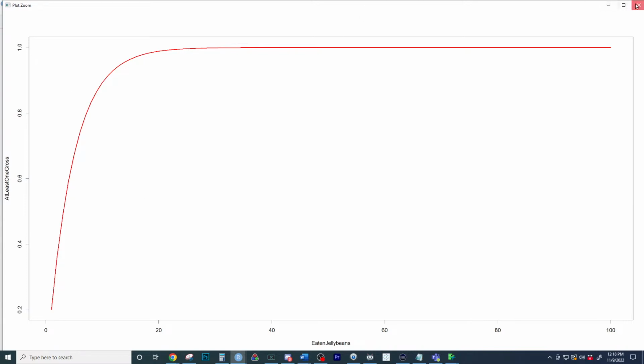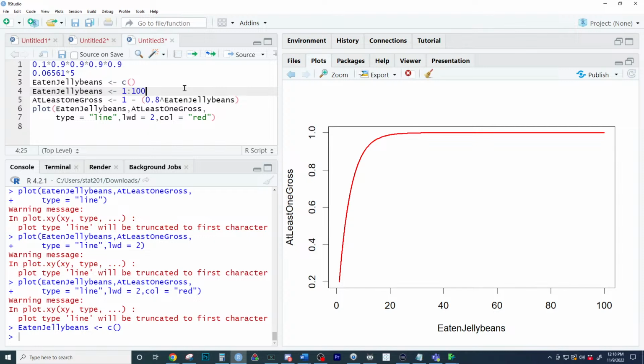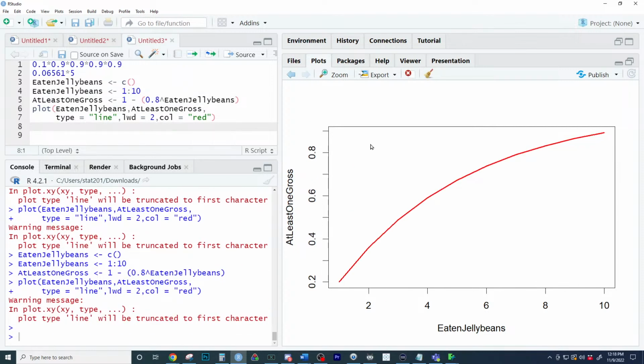As you eat more jelly beans, and here I'll rewrite the vector. It'll probably be easier to see if I don't go to a crazy amount. If I just go to 10 jelly beans, which is more than enough, what does the probability approach? It approaches 1. You see the probability of there being gross with one jelly bean is 20% because there's 20% gross. But then it starts to increase and go up. That's the 36% we found right there.